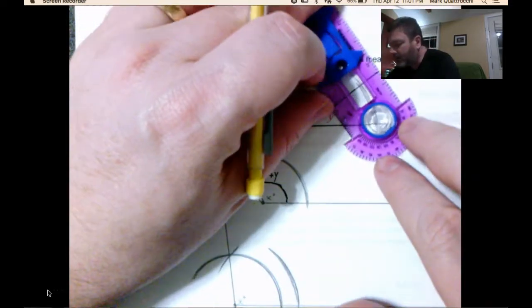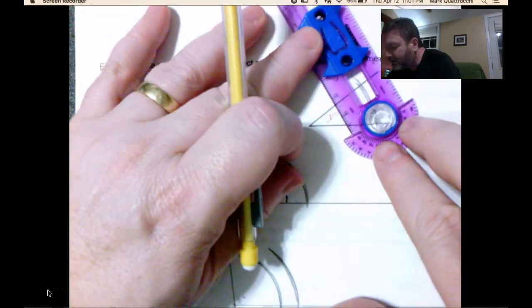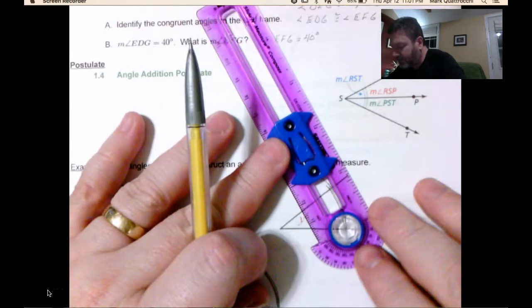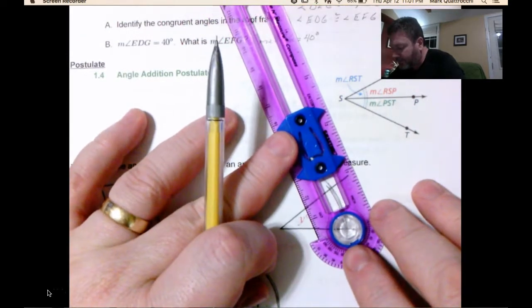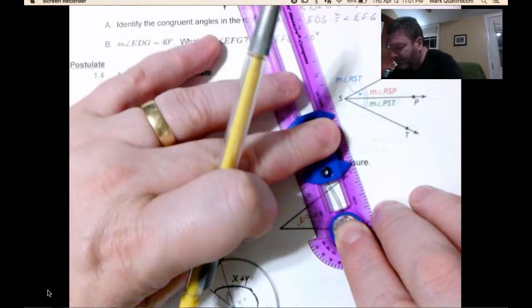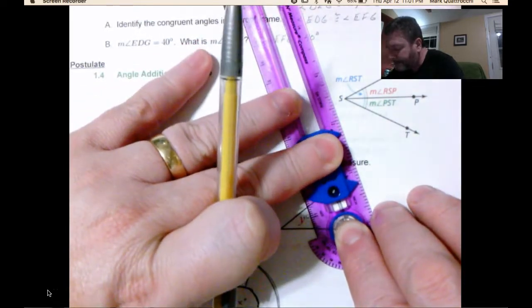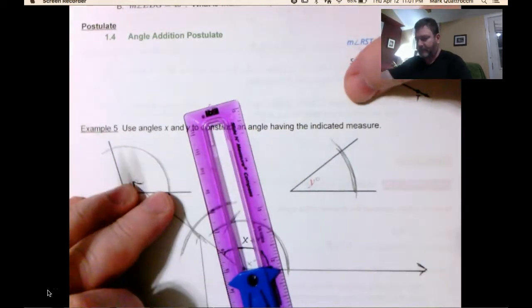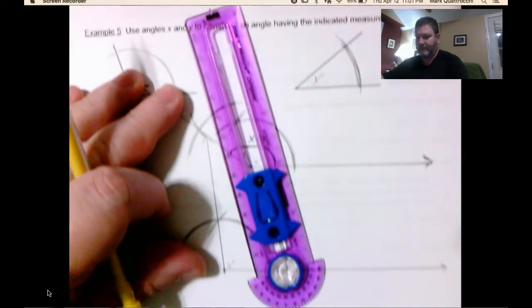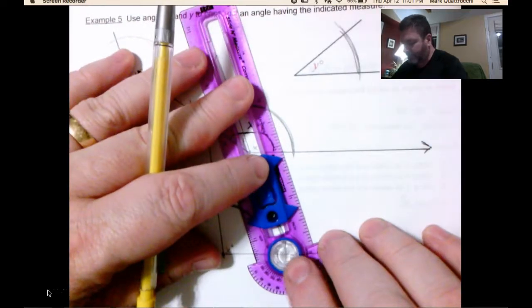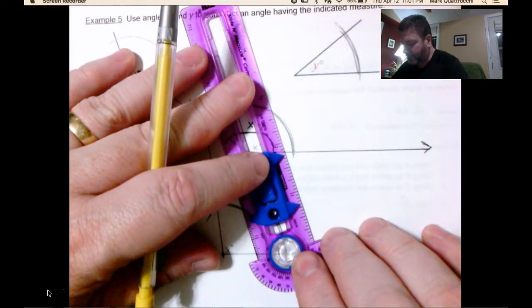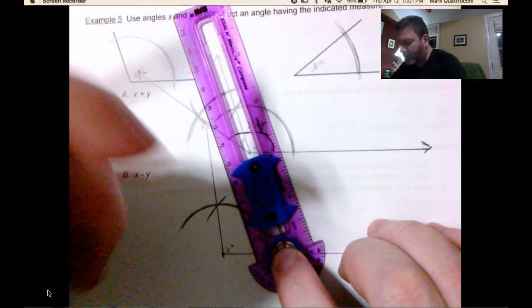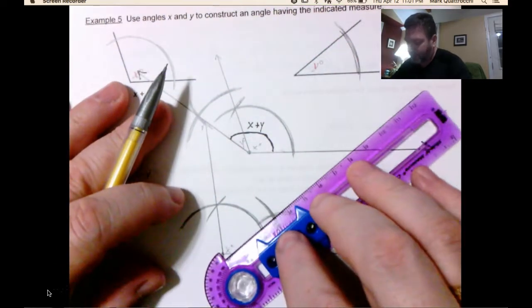Set my length and my radius to the length of the intersections down here. Draw my arc. Go through.